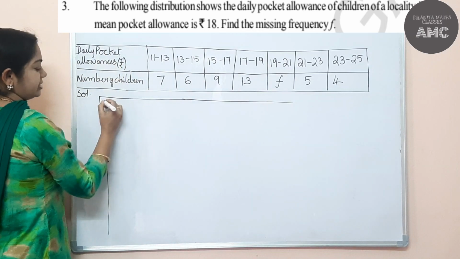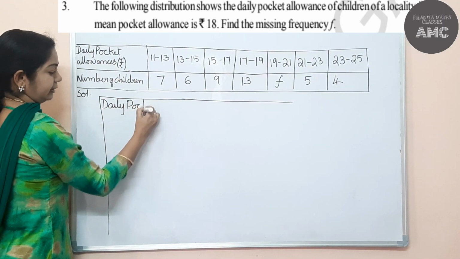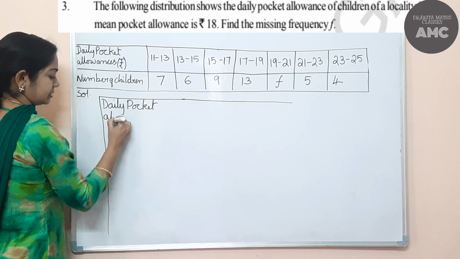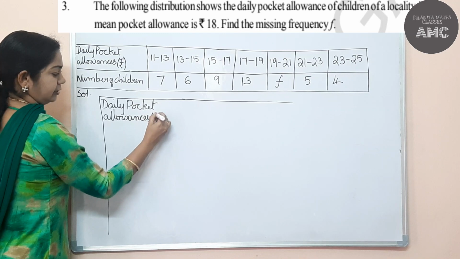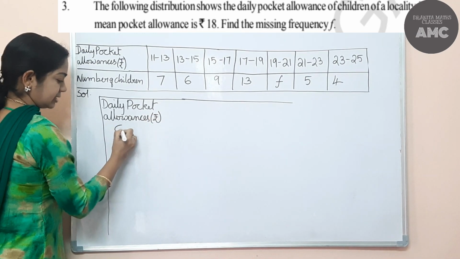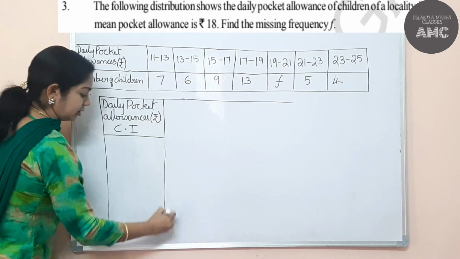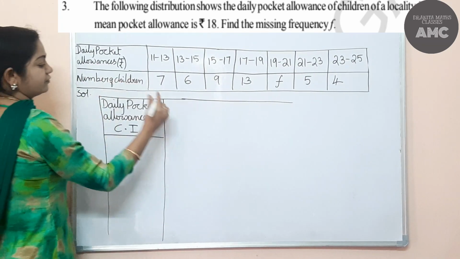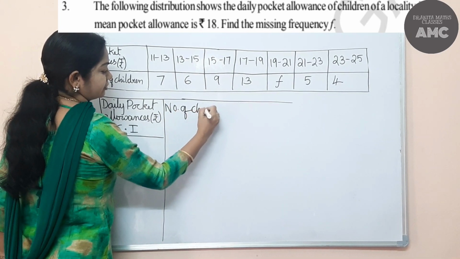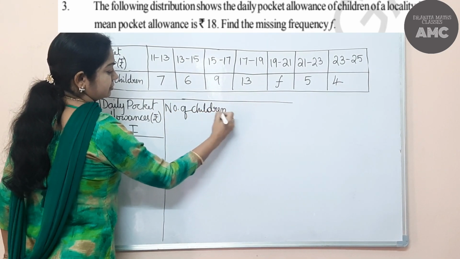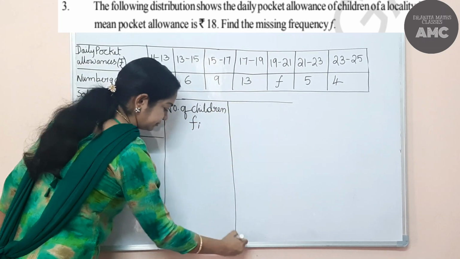Right. Now first, the daily pocket allowance in rupees. Okay. Now this is nothing but the class interval. Here, the first column is our class interval, and the number of children is the frequency. The number of children is our frequency for each item.